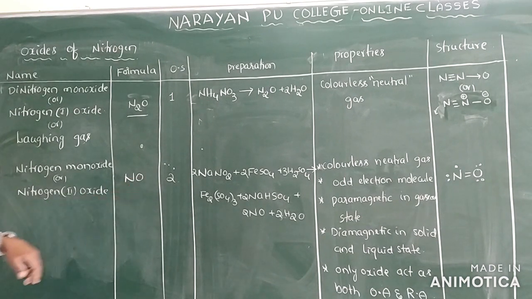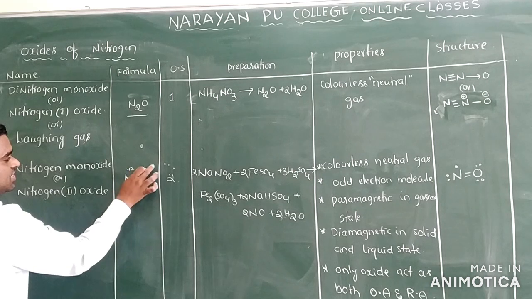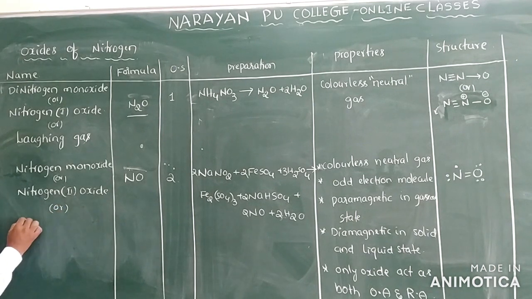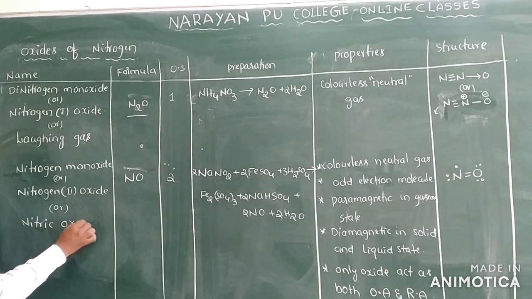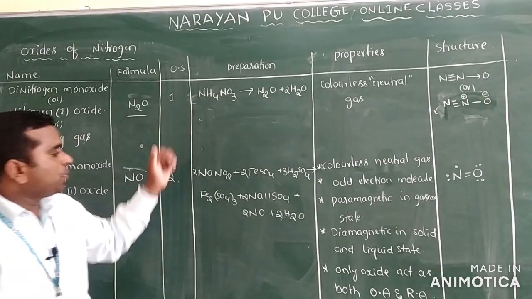Nitrogen monoxide. What is the oxidation state here? Oxygen is -2, which means nitrogen is in the +2 oxidation state. So nitrogen monoxide can also be called nitric oxide. Nitric oxide, with oxidation state +2.